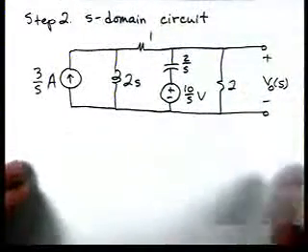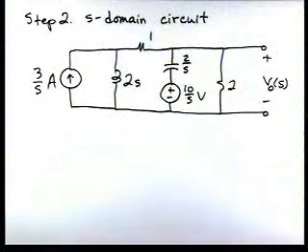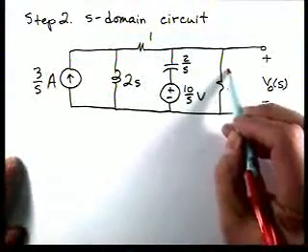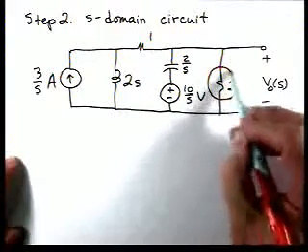Okay. So here's our S-domain circuit. And you can see we've converted everything over to impedances. The current source is 3 over S amps. The voltage source is 10 over S. And then when we're going to apply Thevenin's theorem, since V0 of S is across this element, we're going to remove this element from the circuit.